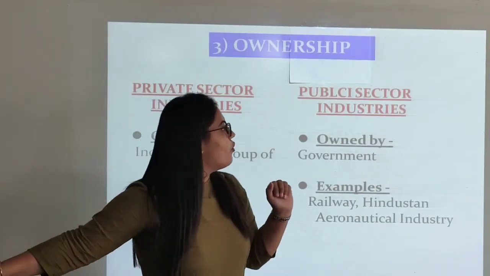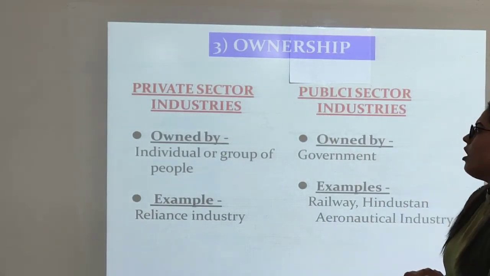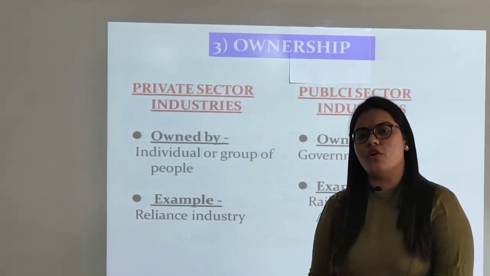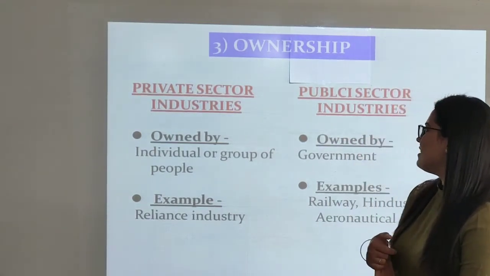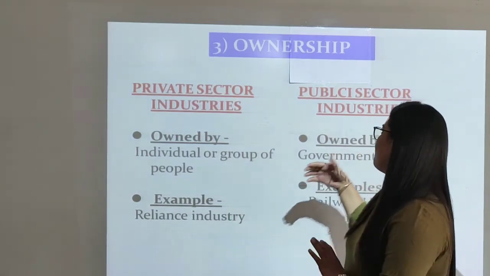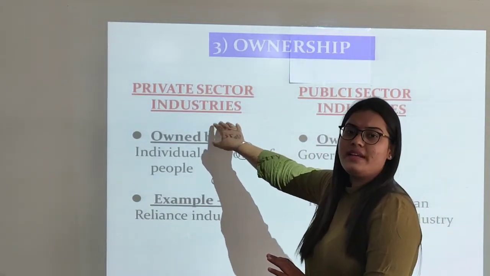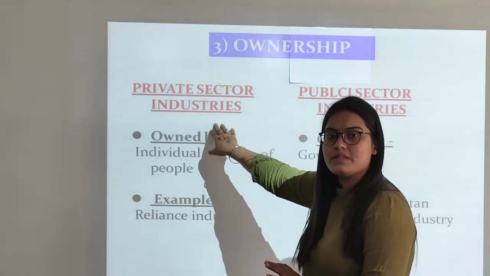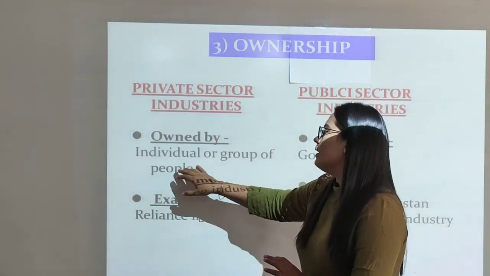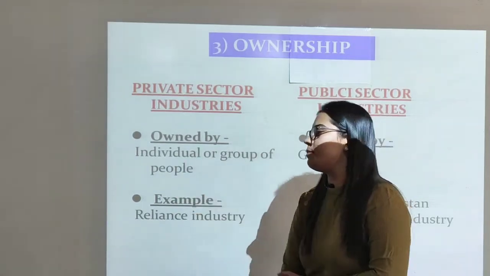On the basis of ownership, now the third part is ownership. On the basis of ownership also, the industries are divided into four parts. The first part is private sector and the second is public sector. Private sector and public sector, the name itself defines. Private means the industry is owned by a private person, and public means it is owned by the government.